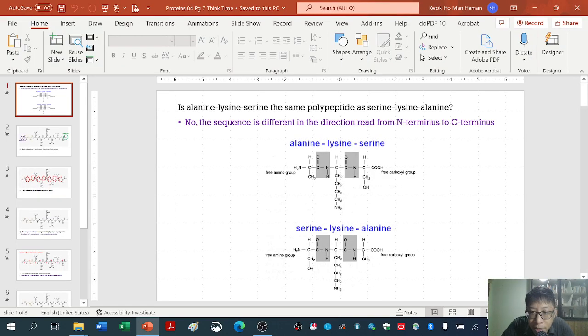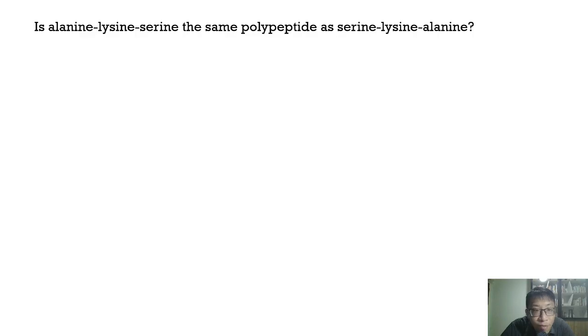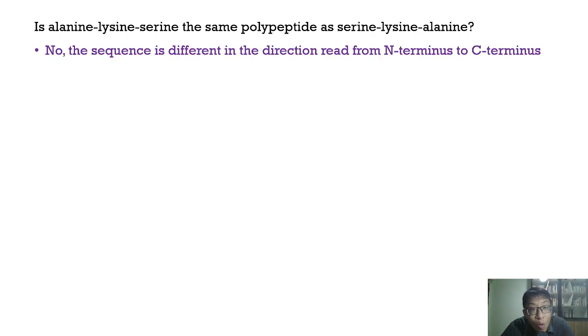Okay, let's look at the questions on page 7. Here you have two different sequences. Are they the same polypeptide? The answer is no, because the sequence shows directionality. It's read from N terminus to C terminus.